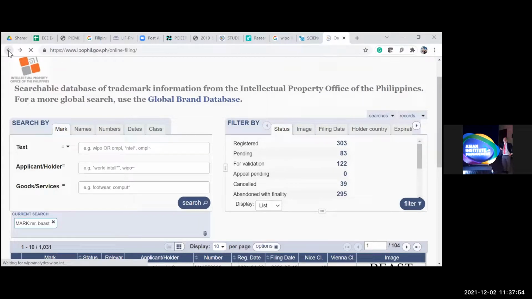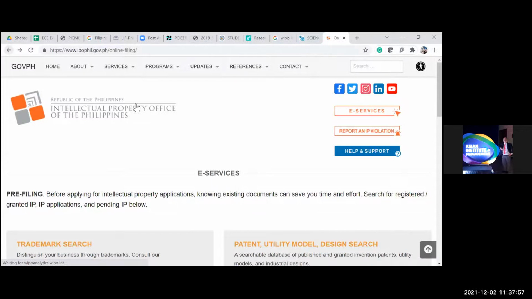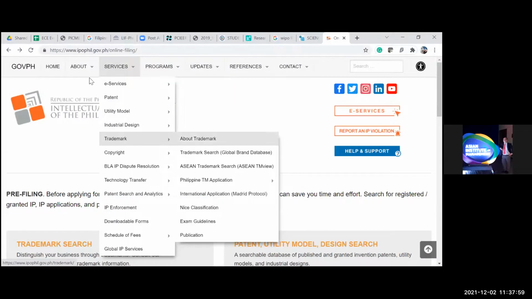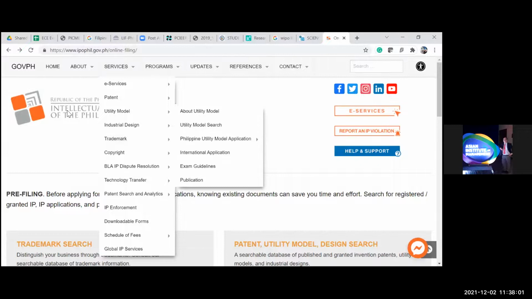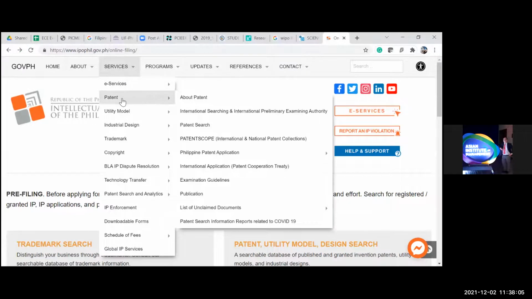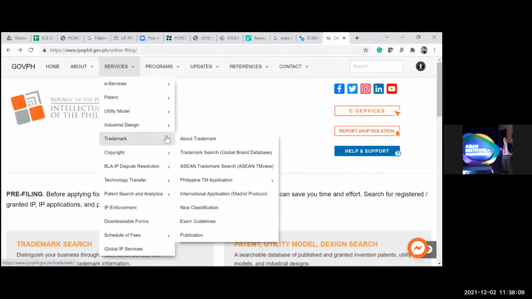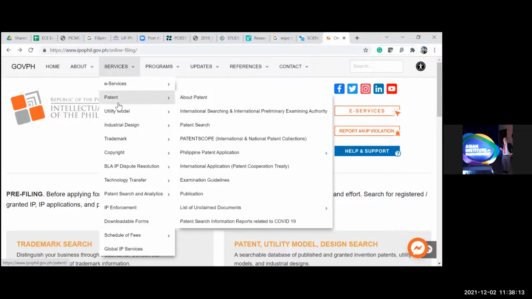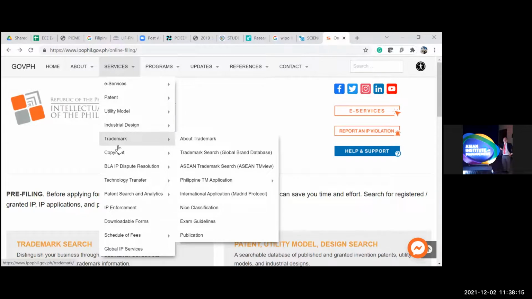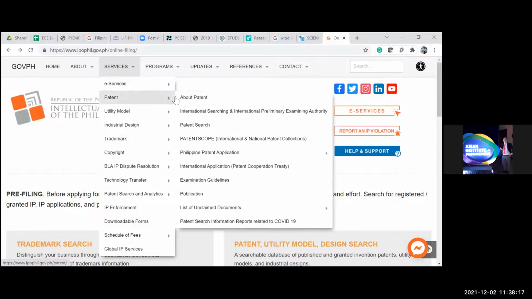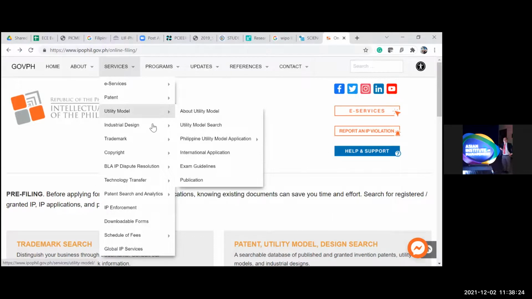So you can actually find trademarks here. Just go to ipophil.gov.ph, and when you're there, under services, you can learn about patent, utility model, industrial design. So these are your basics: patent, utility model, industrial design, trademark, and copyright. These are really the main IPs that you want to pursue.